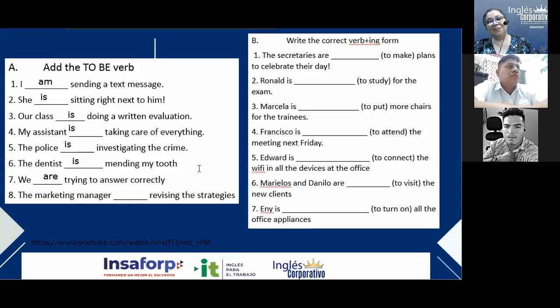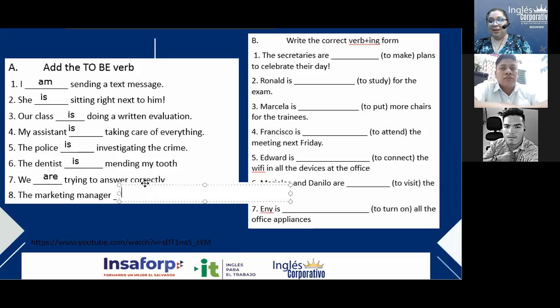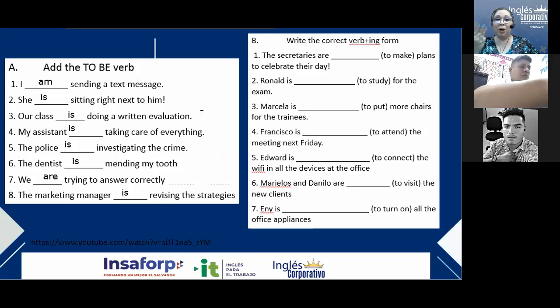Yes. Okay, because it's only one manager, right? It's only one. Okay, so it could be a he or a she. So we say is. It's a third person, okay? Now let's write the correct verb ing form, okay? So let's read number one.